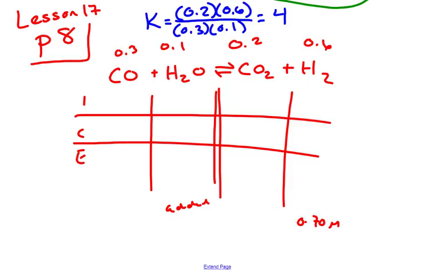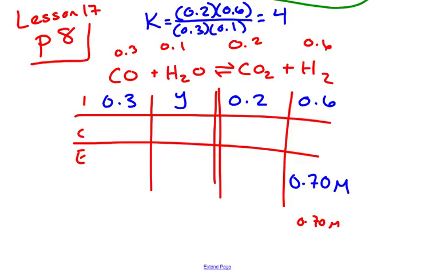So now let me start filling this in. I want 0.7 at equilibrium of H2. I have 0.3, 0.2, 0.6, and then here's the problem. I don't know how much H2O, because the question is, how much H2O do I need to add to make this 0.7? How much of this do I need to add to make it that? So that's the connection here.